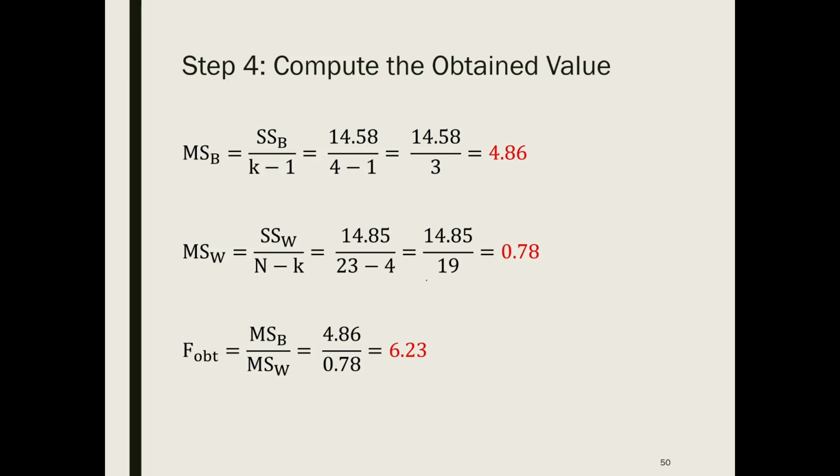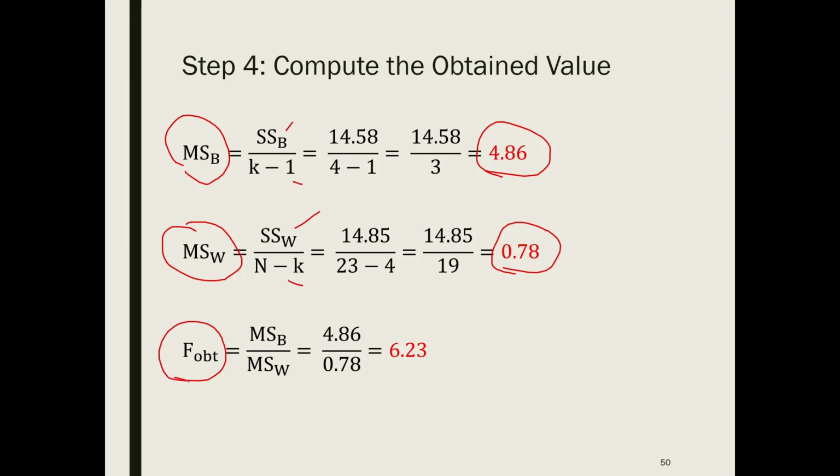Then everything is easy, right? The mean SB will be the SSB divided by the degrees of freedom between, that's 4.86. The mean SW will be the SSW divided by the degrees of freedom within groups, that would be 0.78. And our obtained F value is just a ratio of 2, right? The ratio of the mean SB and the mean SW, that would be 6.23, is our final answer.